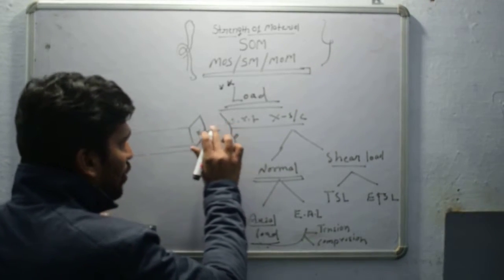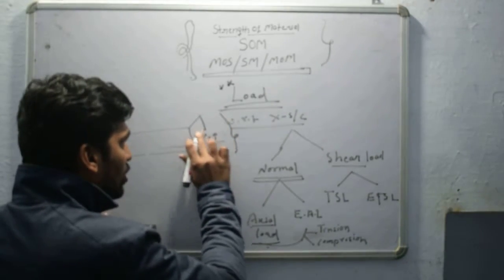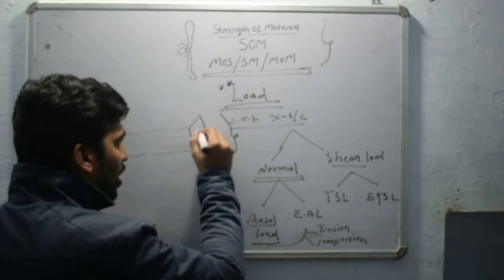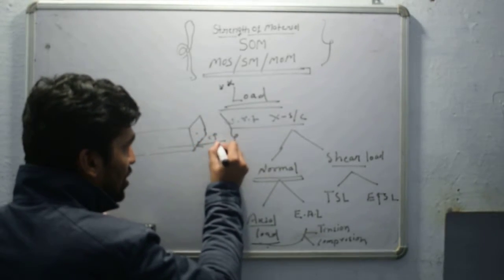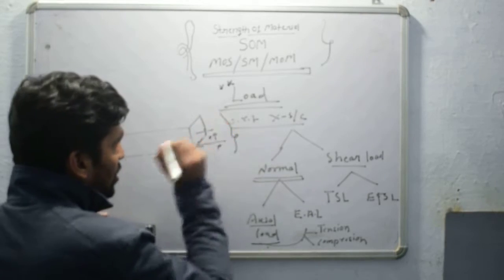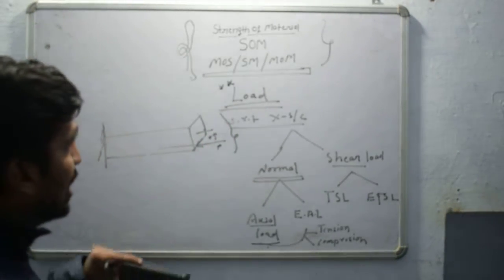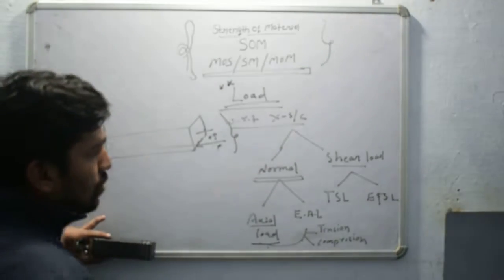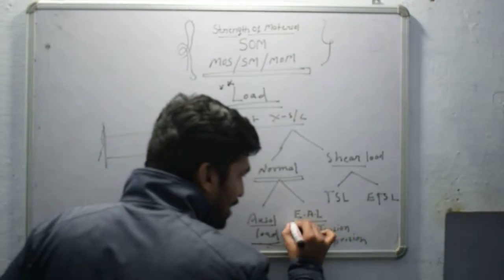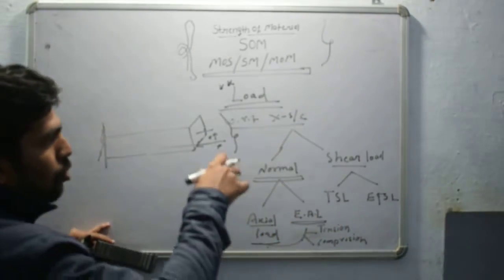Now the load is applied here, this is the centroid. You have applied a load P here, which has an eccentricity with respect to the centroid of the cross section. Such a type of load is known as EAL, eccentric axial load. So this is the normal load.